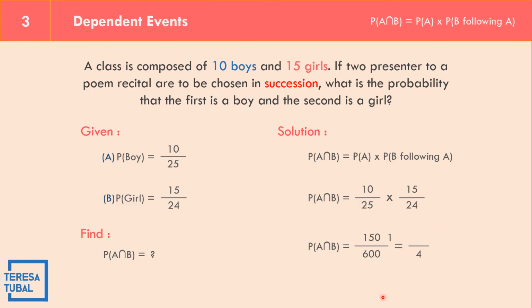And in the lowest term, that is equal to 1 over 4, because 150 divided by 150 is equal to 1, and 600 divided by 150 is equal to 4. So the probability that the first is a boy and the second is a girl is equal to 1 over 4.